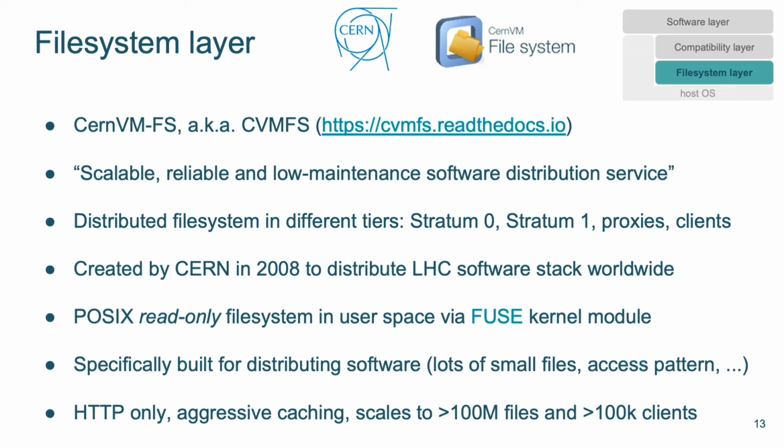So CVMFS was built specifically for distributing software. So it handles lots of small files well, and it can deal with the access pattern that is observed when using software. The software is distributed through HTTP, and it uses aggressive caching to deliver good I/O performance. It has been shown to scale up to hundreds of millions of files and hundreds of thousands of clients.